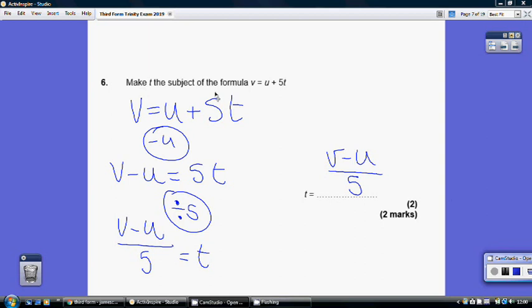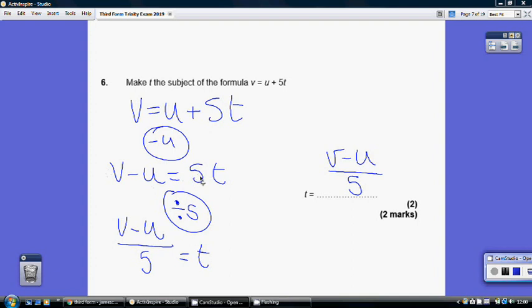Question 6. We've got to make t the subject. So we've got to move from the formula being v equaling something to t equaling something. Start off by addressing the term which is furthest away from the t itself. Don't worry about the 5 yet. Start off by undoing the plussing of the u. How do we undo plus u? We minus u from both sides. At that point we get v minus u equaling 5t.